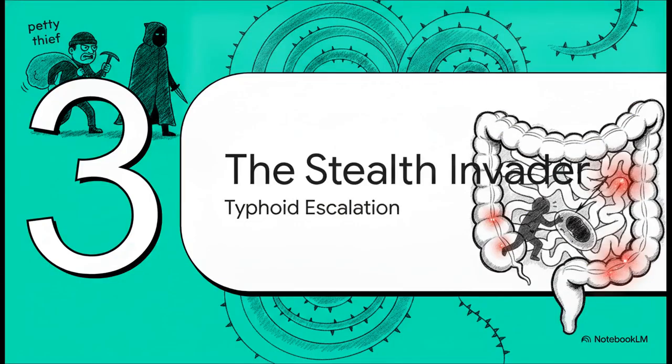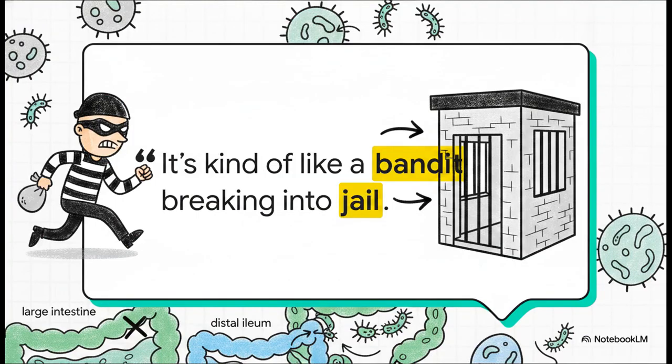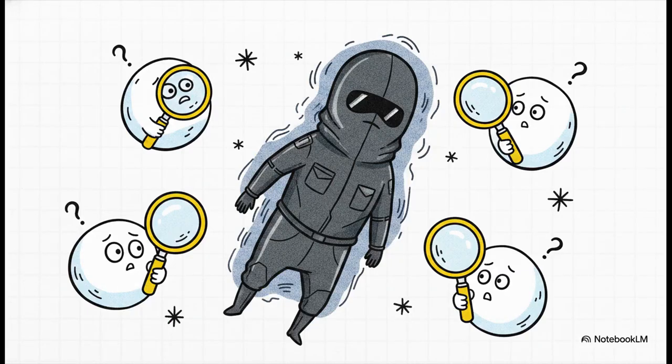All right, on to Section 3, typhoid, the stealth invader. But what happens when the burglar doesn't just want a quick smash and grab? See, if normal Salmonella is a petty thief, Salmonella typhi is the absolute master thief, and it escalates the situation dramatically. While standard Salmonella infects the large intestine, S. typhi heads straight for the distal ileum of the small intestine and intentionally targets our macrophages. Now, macrophages are the exact immune cells designed to hunt down and kill bacteria. As the source material puts it so perfectly, it's kind of like a bandit breaking into jail. It actively seeks out the guards. No way, right? So, how exactly does it survive those guards?